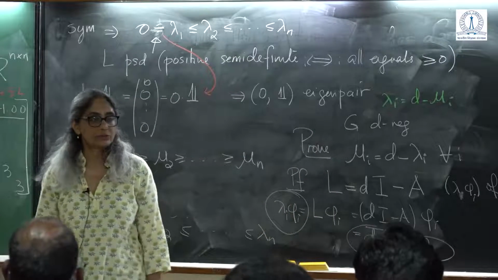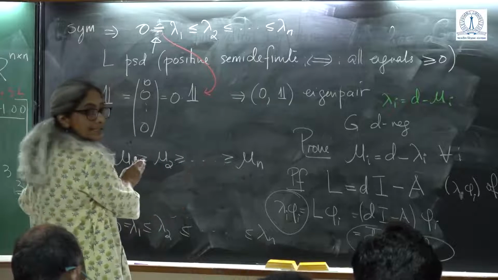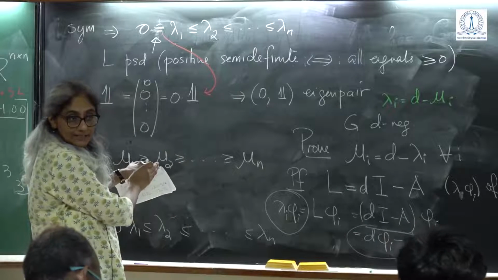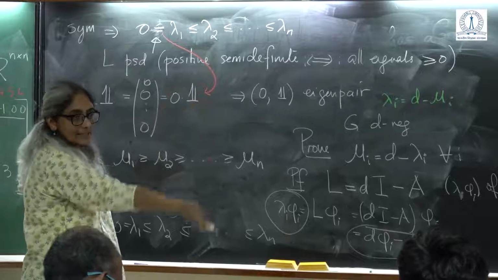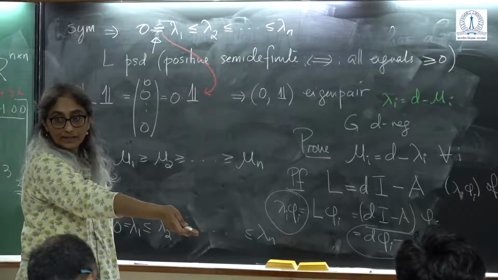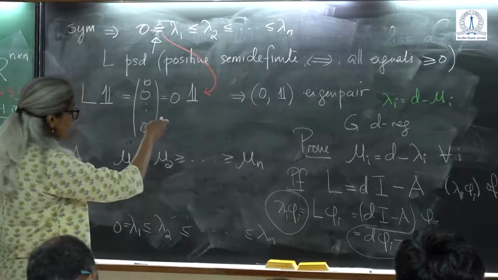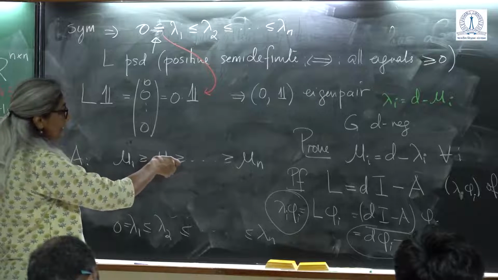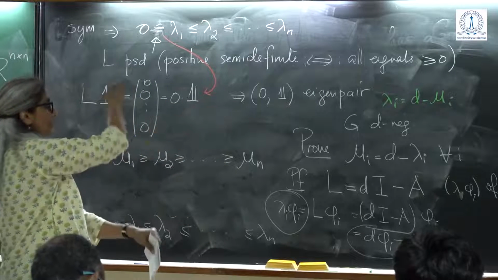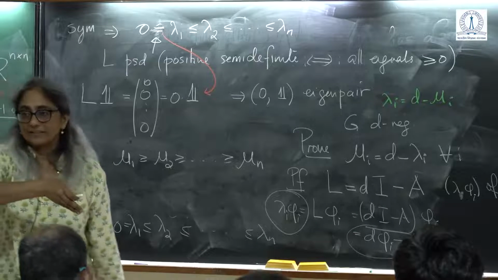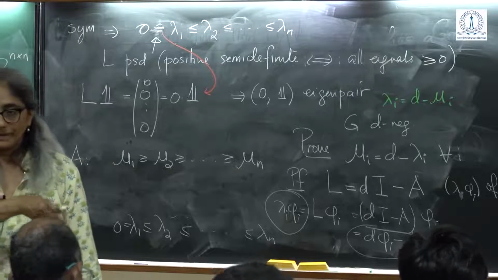So if you compare those two together, then lambda_i minus d goes to the left times phi_i is A phi_i. Okay? So that means lambda_i minus d, or d minus lambda_i, will be one of the eigenvalues of A.